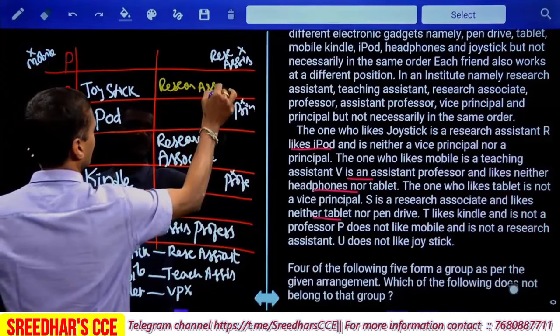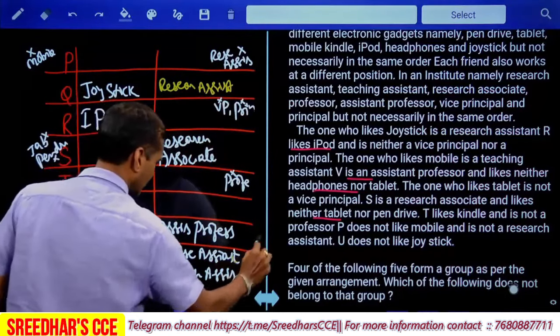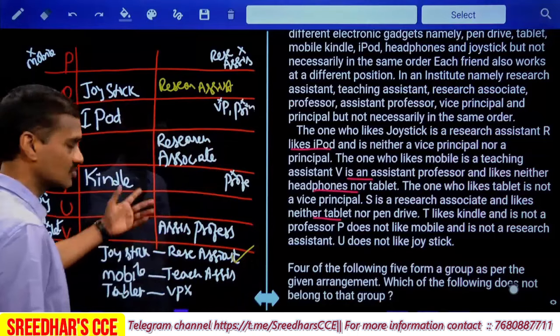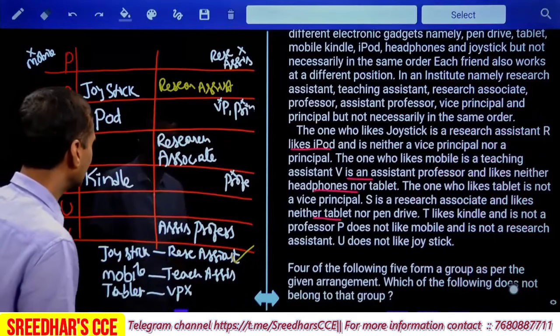Now we have done with this information. As the information is already completed, put a tick mark. We do not need to look at it again. And mobile is teaching assistant.